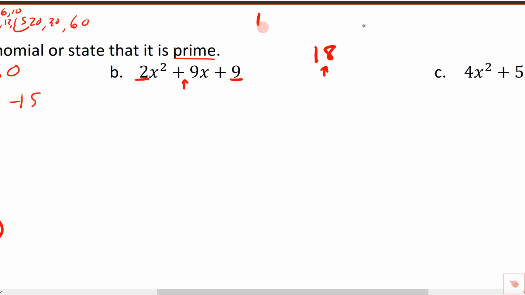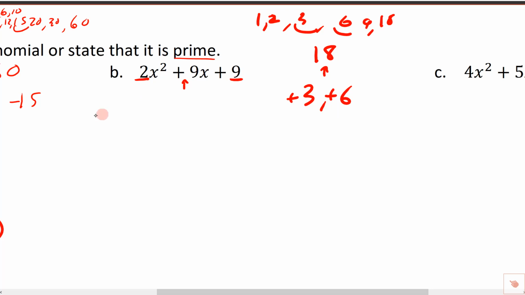So again, we could write down a 1 and an 18, a 2 and a 9, and a 3 and a 6. So that's all of them. But if you want to make a 9, you're going to use the 3 and the 6. So 3 and 6. Now, they need to multiply to be positive 18. They need to combine to be positive 9. So they're both going to be positive.